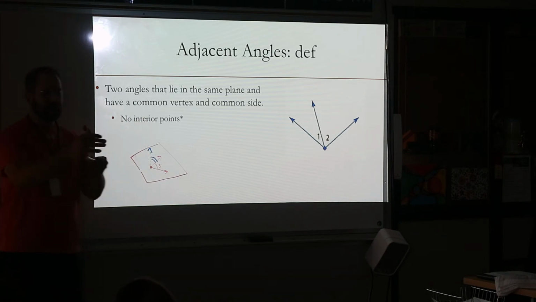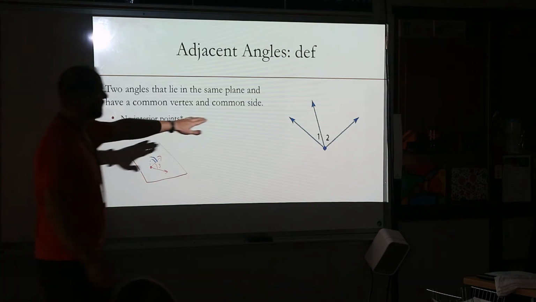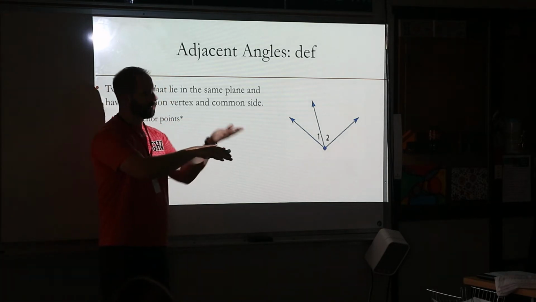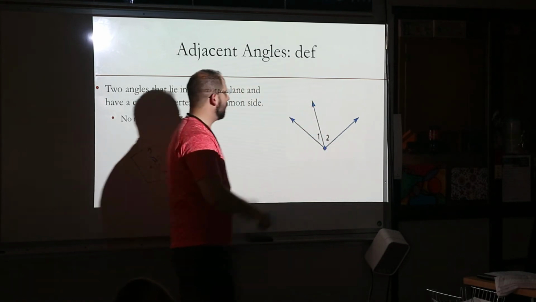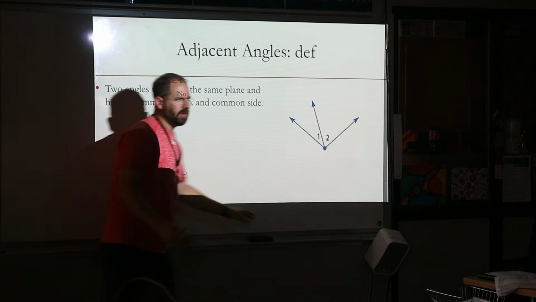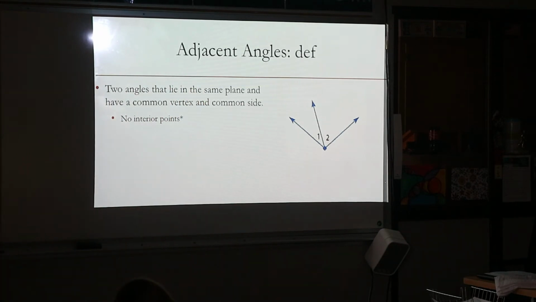But if it's going up in the air, that's off the plane. It doesn't count. So when we draw pictures, they have to be on the same flat surface. I don't want a three-dimensional picture where one of these angles is folded upwards. I want them flat. I know it's really hard to draw three-dimensional stuff. But again, there can't be any interior points. What that basically says is there's no overlap. You can't have overlapping angles. Questions on what adjacent means?